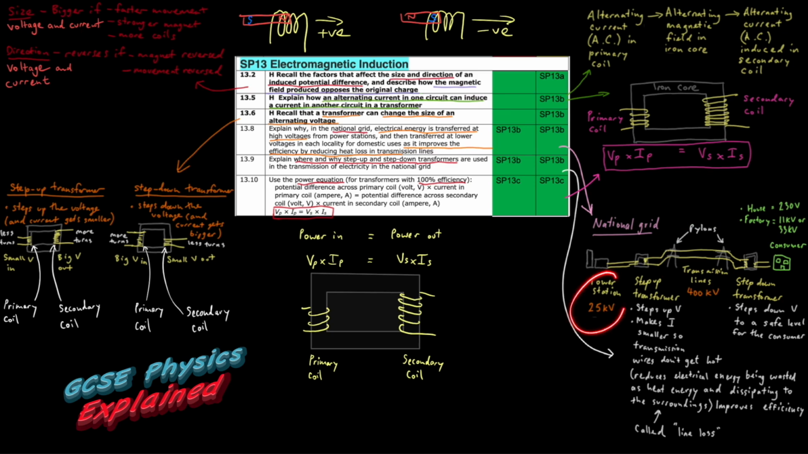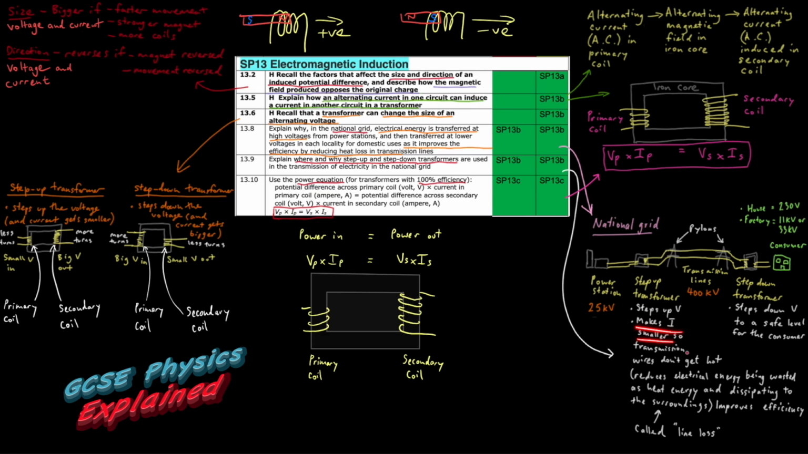Now, in the power station, you've got to remember these voltages. We create the voltage at 25 kilovolts, which is 25,000 volts. Now, it steps it up, step-up transformer, it makes it 16 times bigger. So it goes from 25 kilovolts up to 400 kilovolts. Now the reason we do that, we step up the voltage because that allows us to make the current smaller.